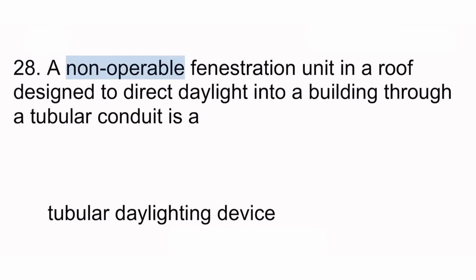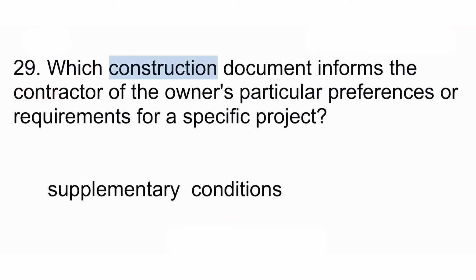28. A non-operable fenestration unit in a roof designed to direct daylight into a building through a tubular conduit is a tubular daylighting device. 29. Which construction document informs the contractor of the owner's particular preferences or requirements for a specific project? Supplementary conditions.